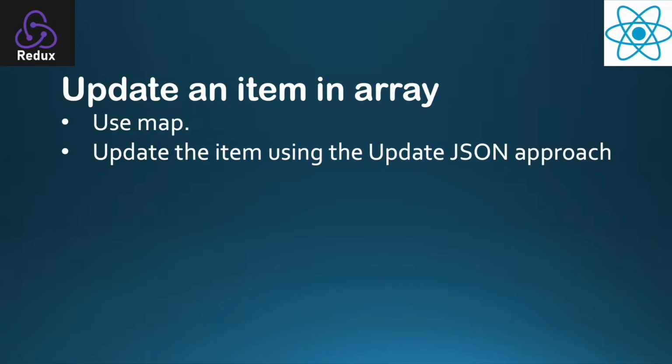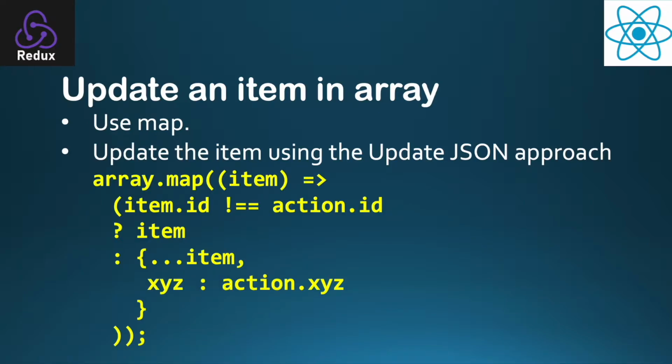Fourth is if we want to update an item in an array. So let's say the array is an array of JSON and we want to update that item. So how would we do that? We will use map, and then we will update the item using the update JSON approach that we saw earlier. So the first approach that we saw, the update JSON, is what we will use.